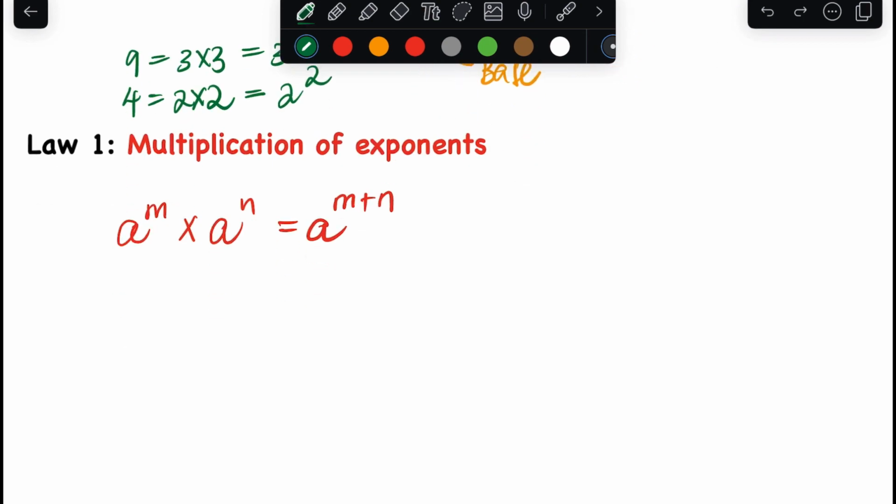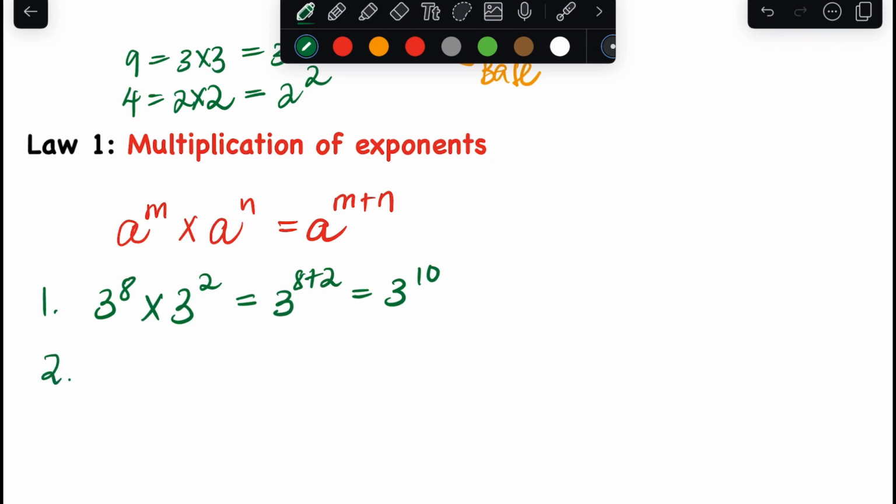Now let's take an example. Example 1. Let's say we have 3 to the power 8 multiplied by 3 to the power 2. Since the bases are the same, it's 3 and 3, you just put one 3, and then you add the powers. So it's going to be 3 to the power 10. You leave that in exponential form if you are required to.